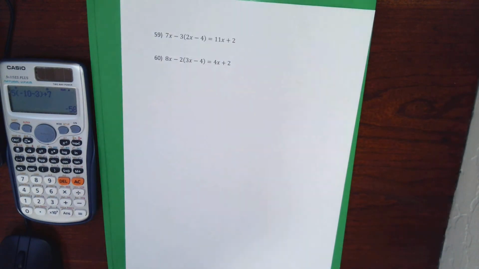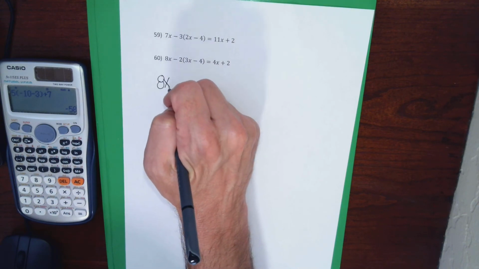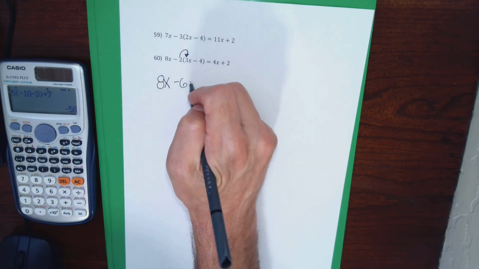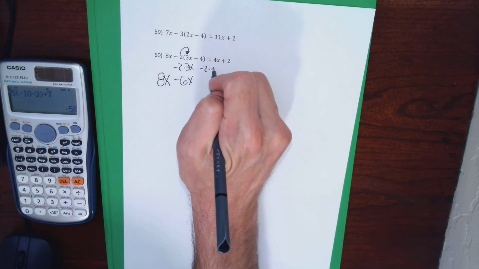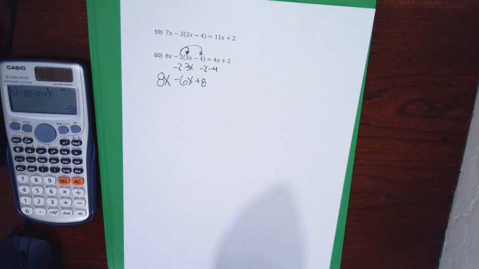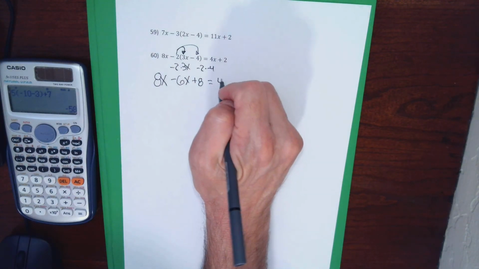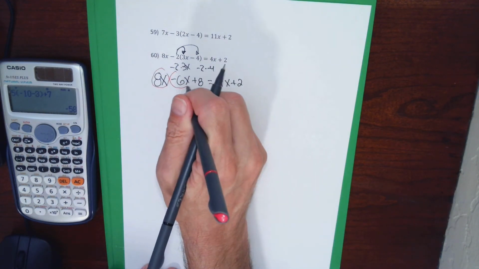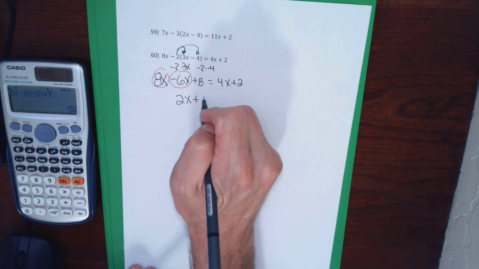Got to clear the parentheses for both 59 and 60. To clear the parentheses in 60, I'm going to leave the 8x, and then I'm going to go negative 2 times 3x and get a minus 6x. So that's negative 2 times 3x. And then I'm going to do negative 2 times negative 4 and get positive 8. So clearing the parentheses, the left-hand side becomes 8x minus 6x plus 8. I have like terms on the left-hand side that I need to combine. 8x minus 6x, I just go 8 minus 6 and get a 2, and I leave the x.